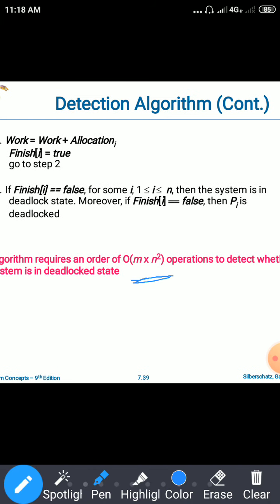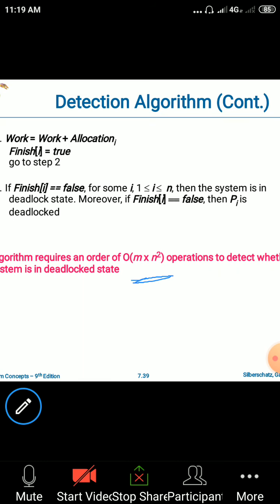So by using this algorithm we can detect the deadlock, and m into n square operations are required, where m indicates the number of resources. If 3 resources are there and 5 processes are there, how many operations are required? 5 square is 25, into 3 is 75 operations required to detect the deadlock in the system. So this is about the deadlock detection algorithm.